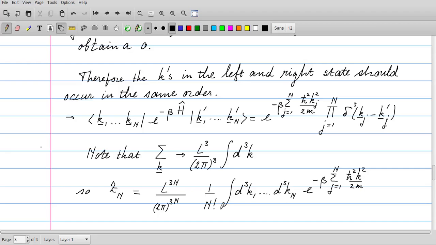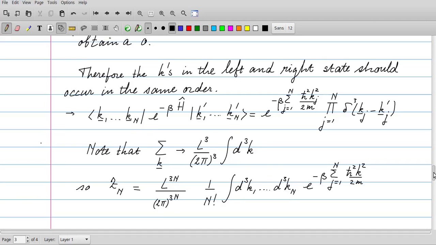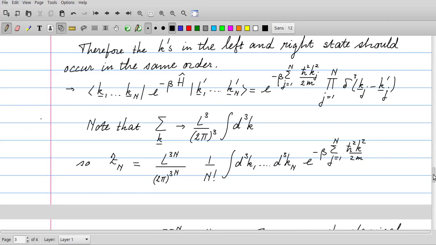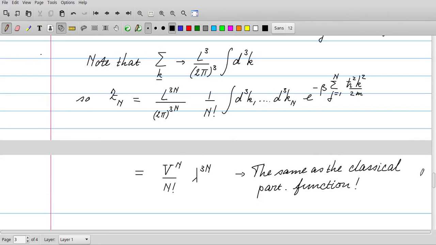And I can now evaluate this integral because it's just a Gaussian integral. It proceeds just as in the case of the classical partition function. And it turns out that it gives me a factor of lambda to the power 3n. And we see that the partition function is exactly the same as the classical partition function. So it seems as if the quantum nature of the indistinguishability of the particles is fully accounted for by this factor of 1 over n factorial, and there's nothing different apart from that. Well, it turns out that it is a little bit different, but in order to see that, we should have a look inside the system.